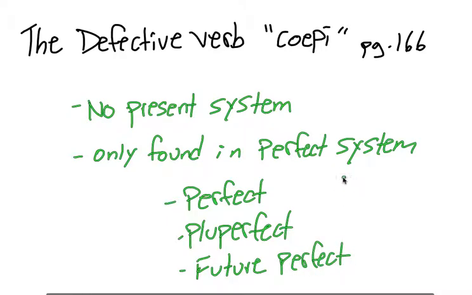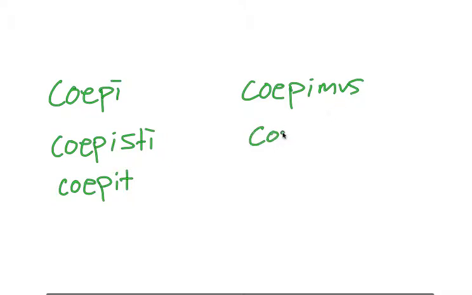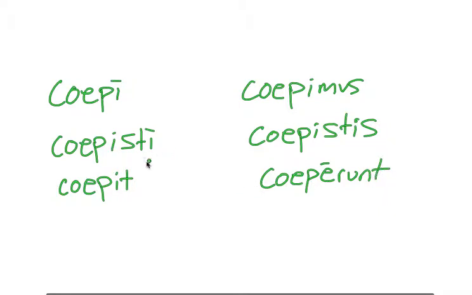Okay, so let's take a look at how to conjugate coepi. So coepi in the perfect would be coepi, coepisti, coepit, coepimus, coepistis, and coeperunt. Just like you would expect any other perfect active indicative verb to be.